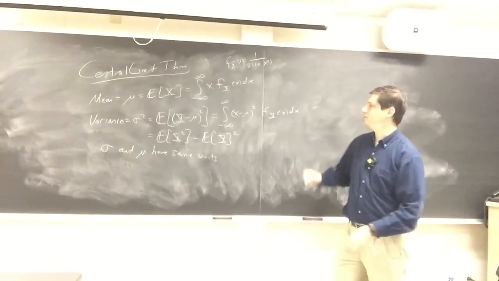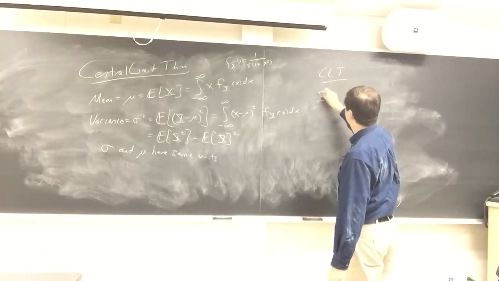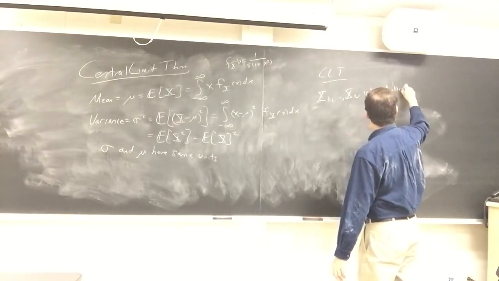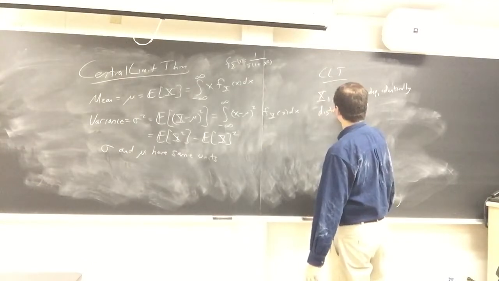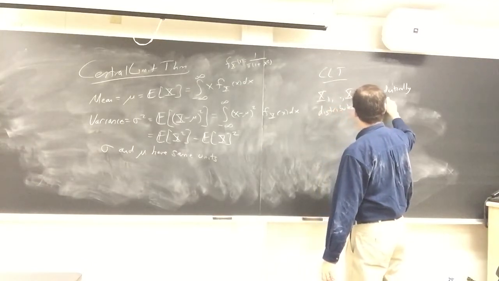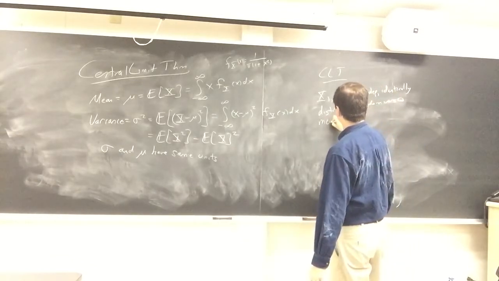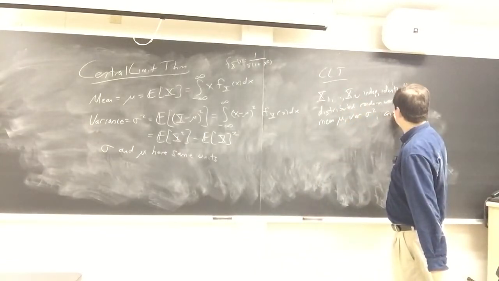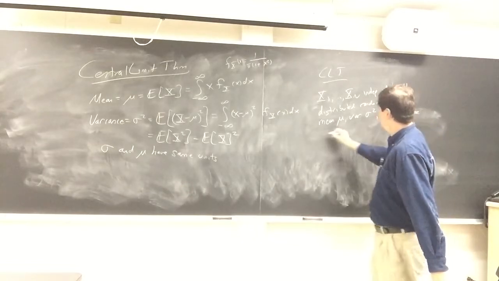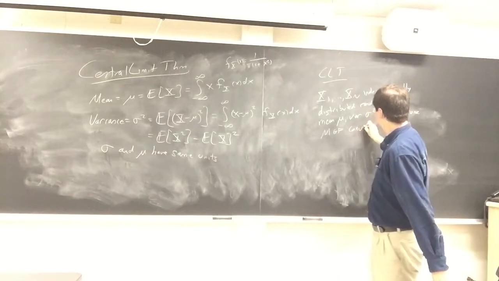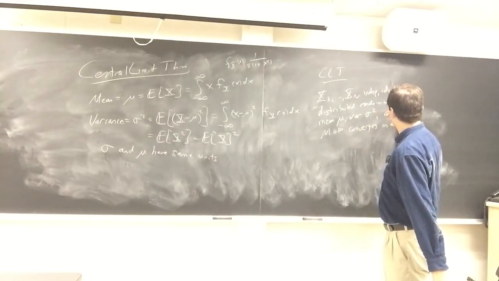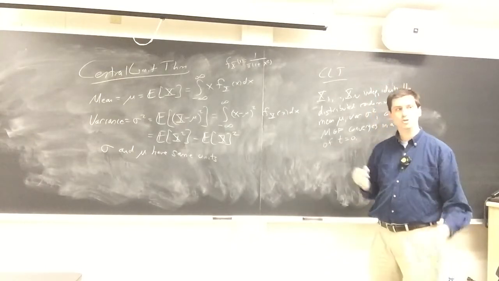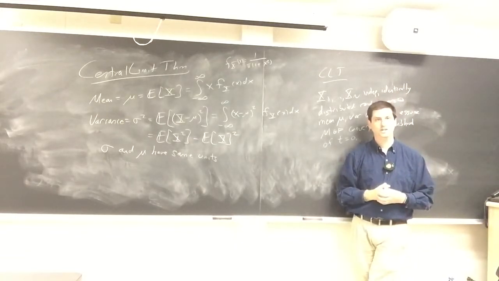And so the setup for the central limit theorem: let's say x1 through xn are independent, identically distributed random variables with mean mu, variance sigma squared, and let's assume the moment generating function converges in a neighborhood of t equals 0. So we'll assume that the moment generating functions exist in a neighborhood of t equals 0.